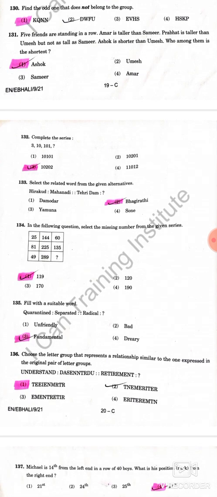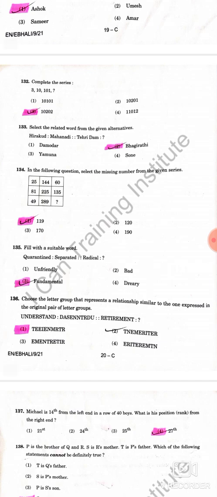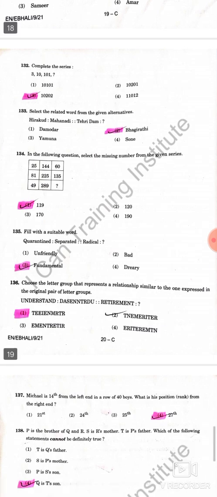Question number 132. Complete the series 3, 10, 101. And the answer is option number 3. Question number 133. Select the related word from the given alternatives. Hirakud, Mahanadi, Tehri Dam. And the answer is option number 2. In the following question, select the missing number from the given series. 25, 144, 60, 81, 25, 135, 49, 89, and the answer is option number 1.